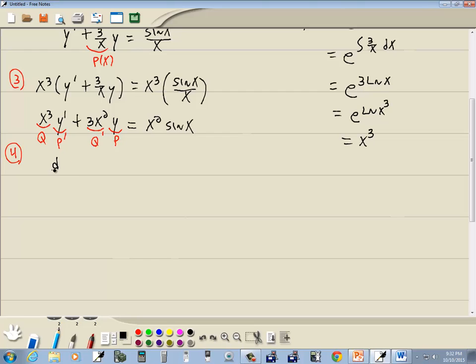So we're going to rewrite this as a derivative of p, which was y, times q, which was x to the third, is going to equal x squared sine x.